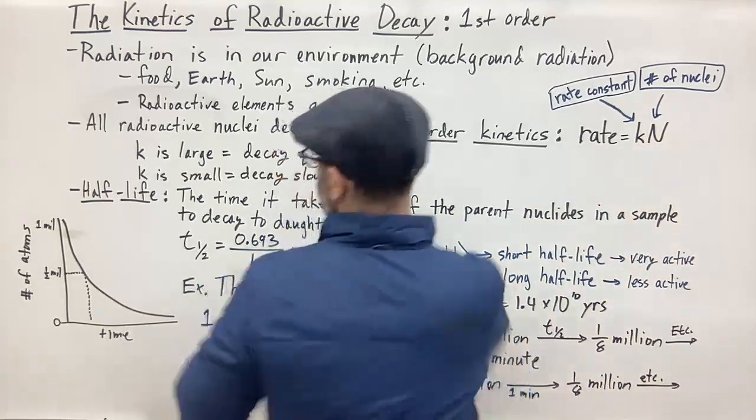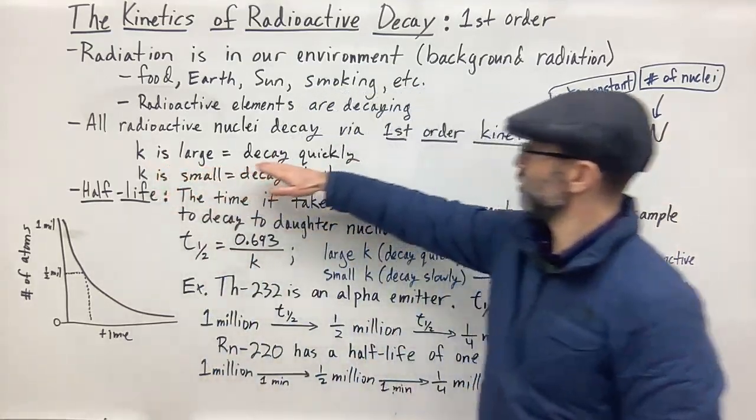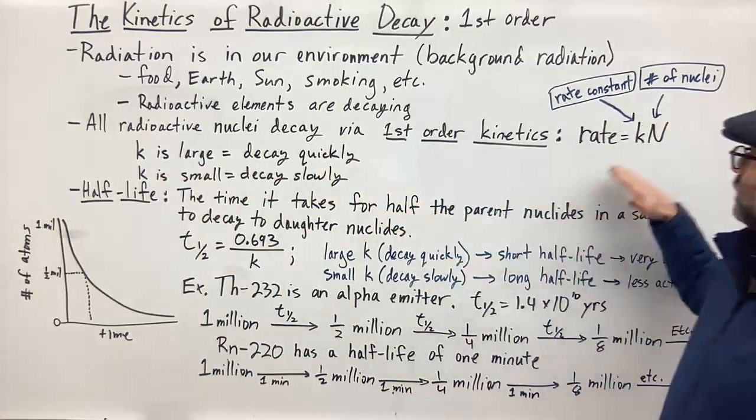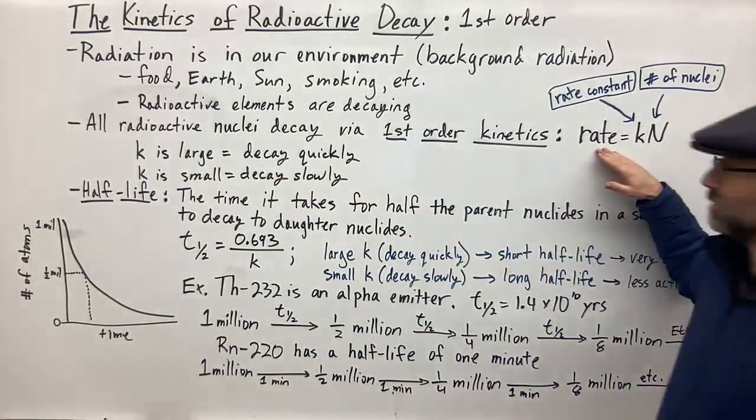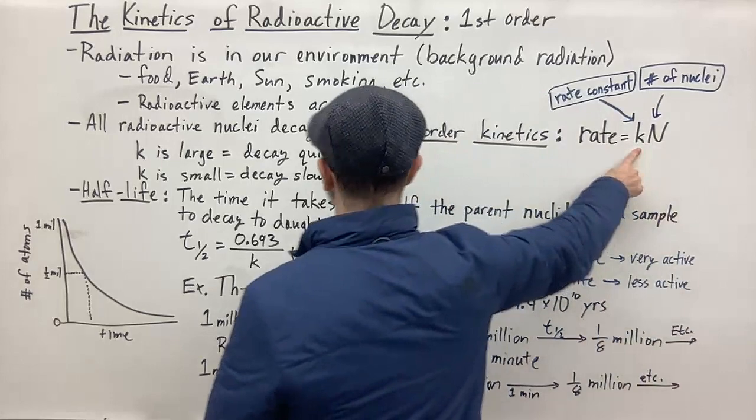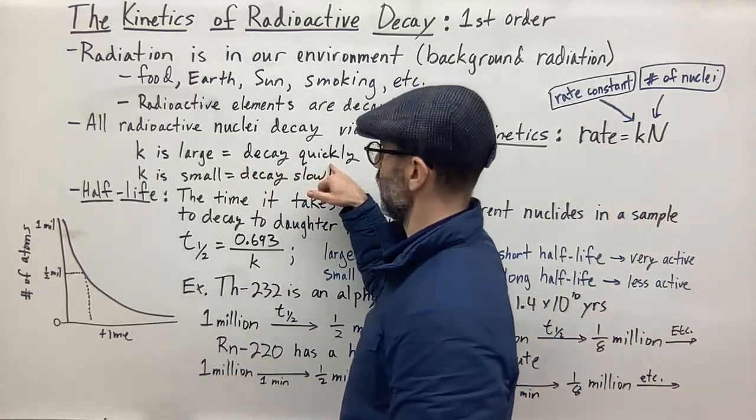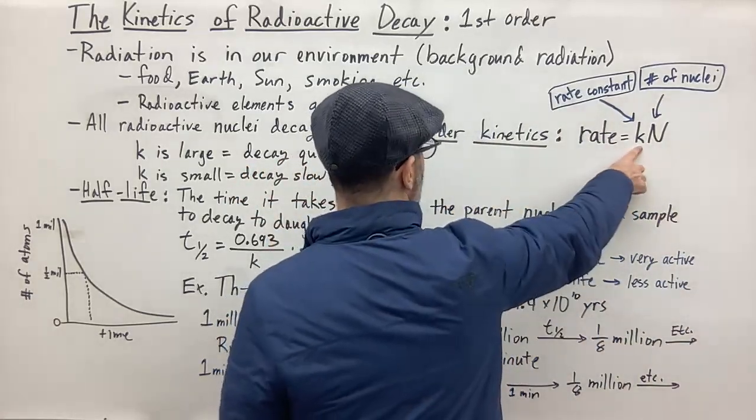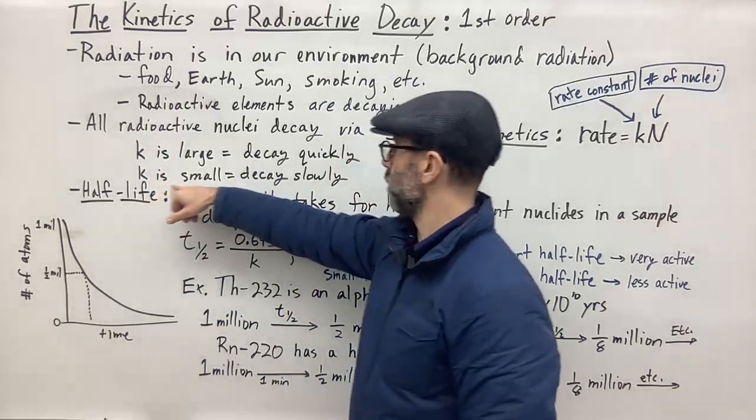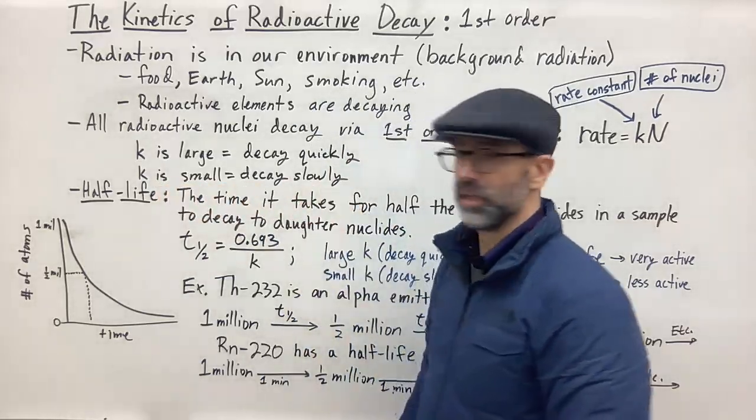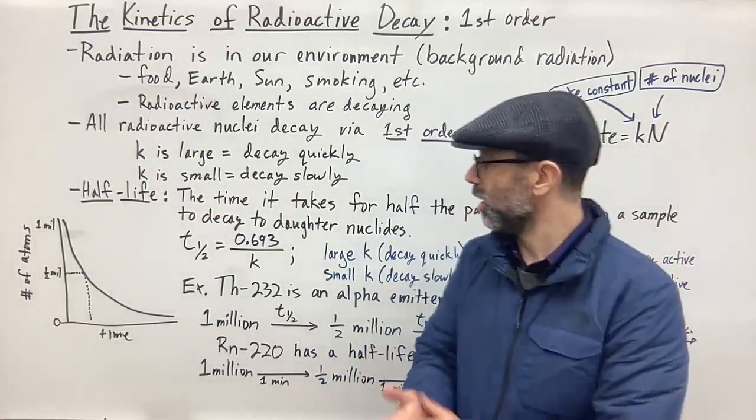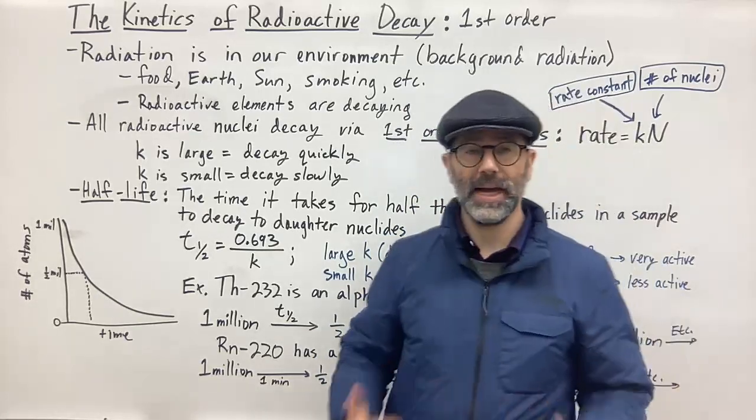As you notice, if k is large, then it's going to decay quickly. The rate is going to be very fast. If k is small, then the rate is going to be small and it's going to decay slowly. So that's our rate law. So how does this relate to half-life?